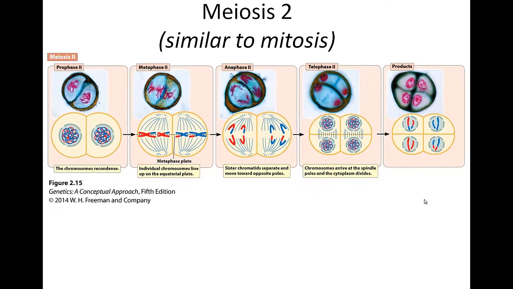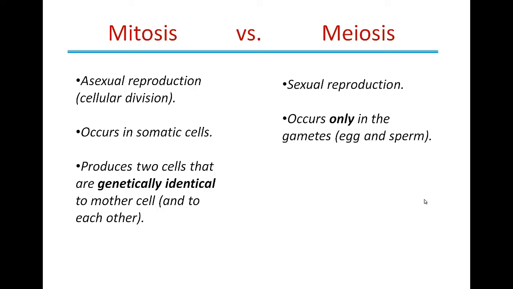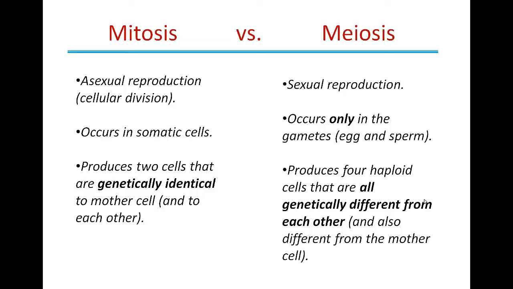So to summarize the events of meiosis compared to mitosis here, meiosis is sexual reproduction. It involves only the gametes, so the egg and the sperm in humans, and the result of meiosis is actually 4 cells. Every single one of those cells is different both from each other and different from the mother cell that produced them. And all those 4 cells are haploid cells as well.